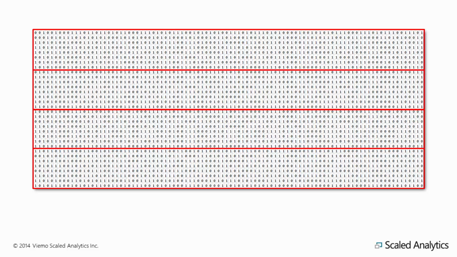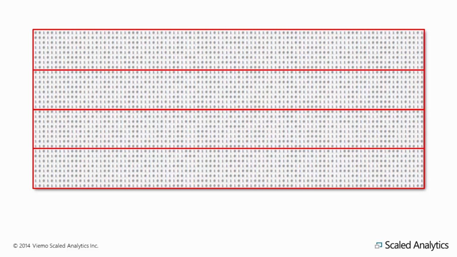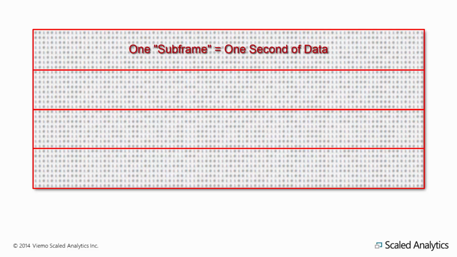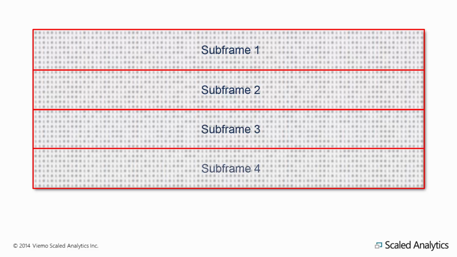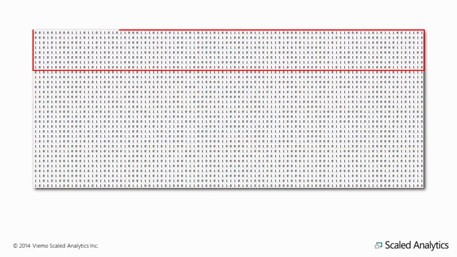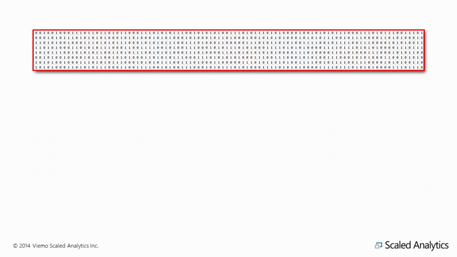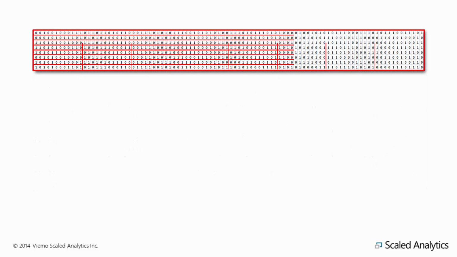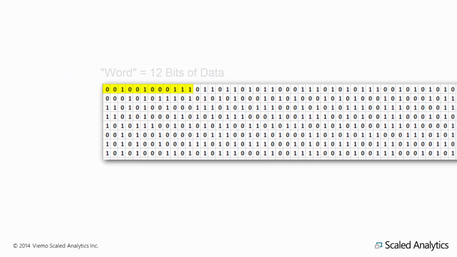Each of these groups I just created is referred to as a subframe. A subframe is, very simply, 1 second of flight data. Each is numbered from 1 to 4. We will get to how they are numbered in just a moment. If we take a look at one of the subframes, in this case subframe 1, we can further divide the data into what are referred to as words. A word is, very simply, 12 bits of data.